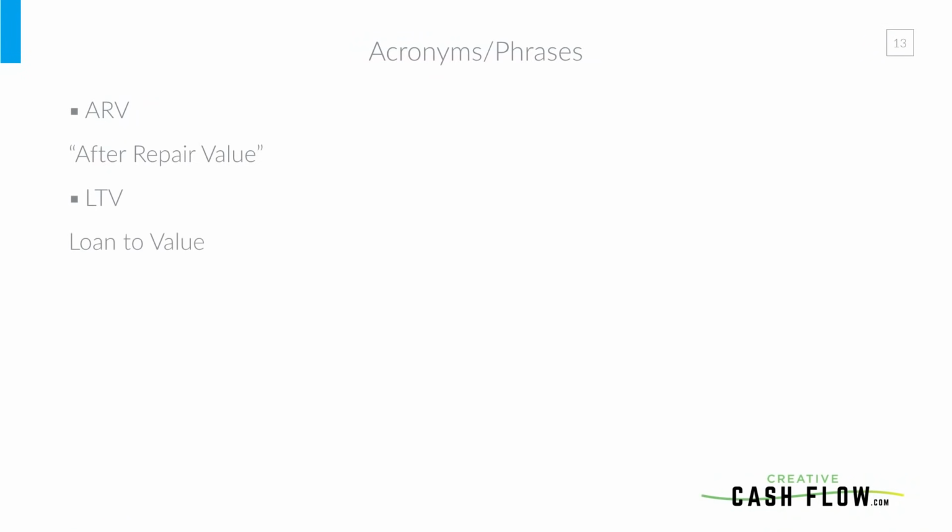LTV, loan to value. Okay, let's say you've got a loan on a house for $80,000. The house is worth $100,000. You're now at an 80% loan to value.